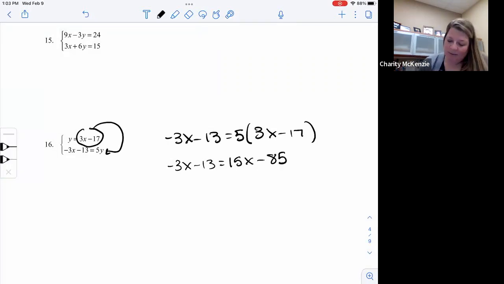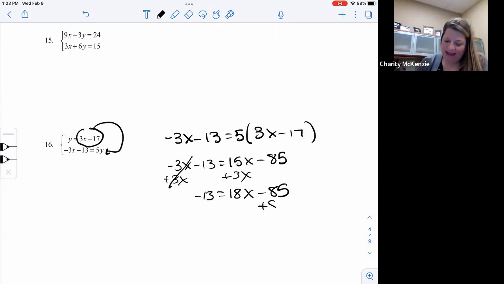Okay, and then keep going. We got to get these x's together. So I can add the 3x, add the 3x. You could have gone the other way with the 15 as well. So that would go to 0. Negative 13 equals 18x minus 85.